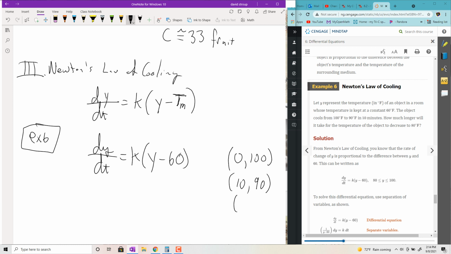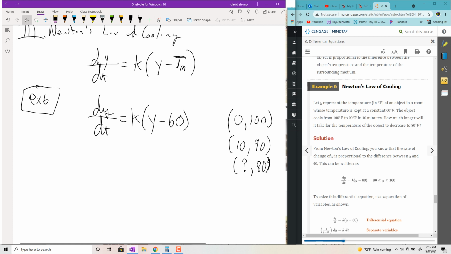How much longer will it take for the pizza, or whatever object it is, to, well, a pizza would be a lot hotter. How long will it take for the object to decrease in temperature to 80 degrees? Okay, first off, we got to get the equation. It's not going to be the same as y equals c e to the kt, but it's very similar. We're going to separate and solve for it right here.